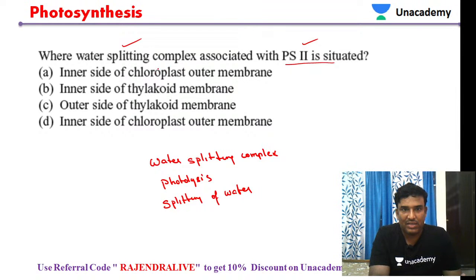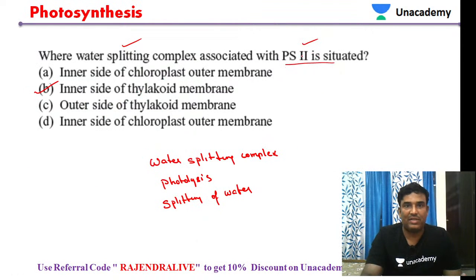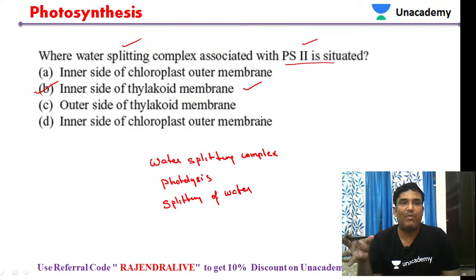So where is this water splitting complex located? It is located towards the inner side of the thylakoid membrane. You can see the pink color is the thylakoid membrane, and this is the inner side of it. Based on that, we can take the answer: the inner side of the thylakoid membrane. The water splitting complex is also called photolysis of water, or splitting of water. Different names are given for this.